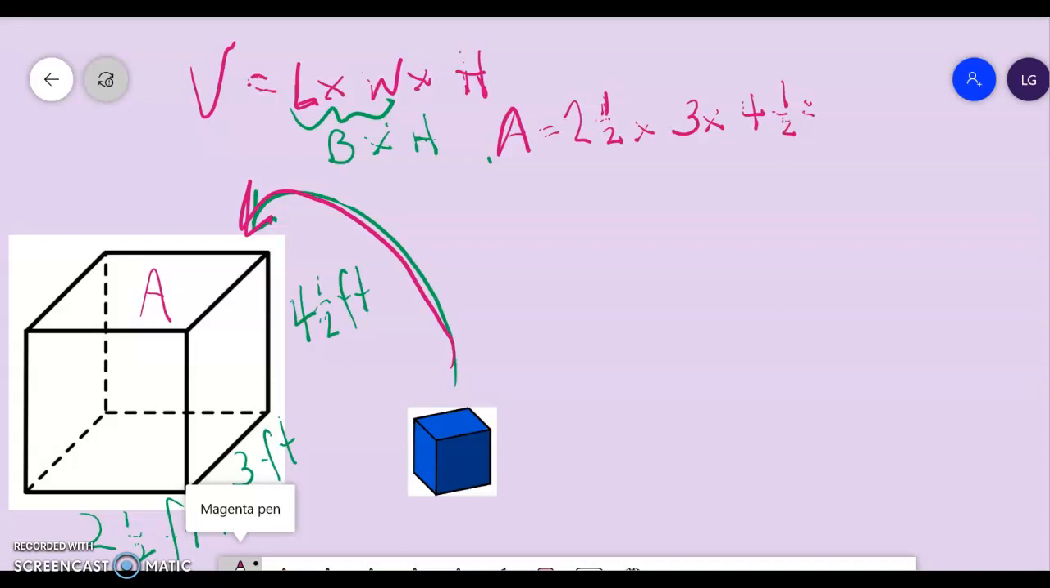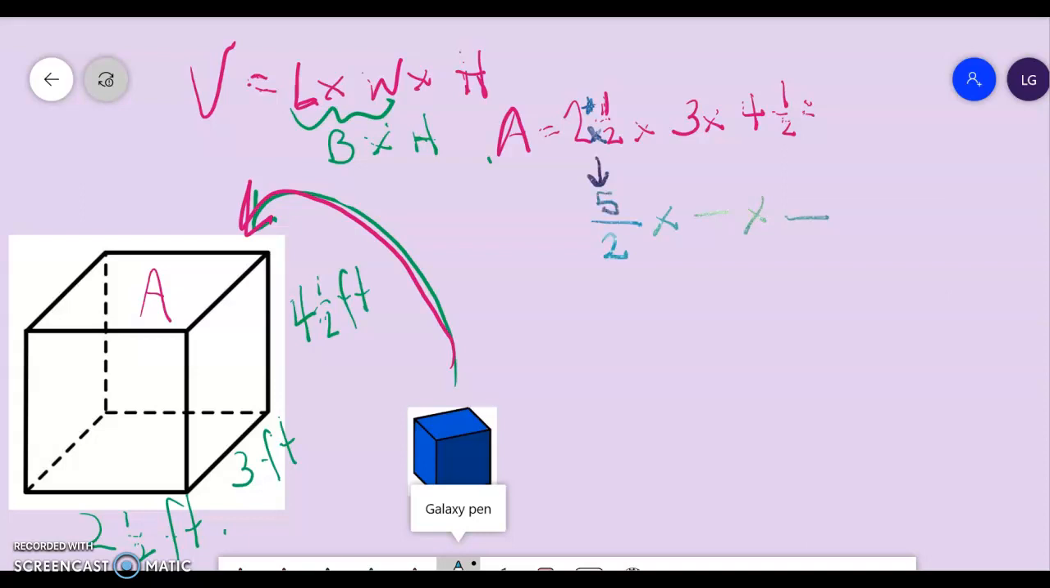And we're going to have to change all of those mixed numbers into improper fractions. So we're going to change that by taking the denominator 2 and multiplying it times our whole number, and then adding our numerator to get our new numerator. We keep the same denominator that we start with. So 2 times 2 is 4, plus 1 is 5. And to take a whole number and make it a fraction, we just put it over 1.